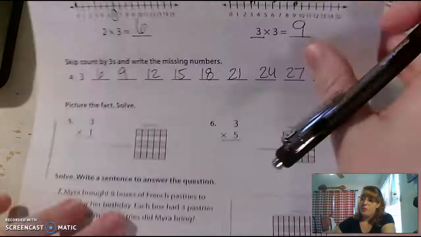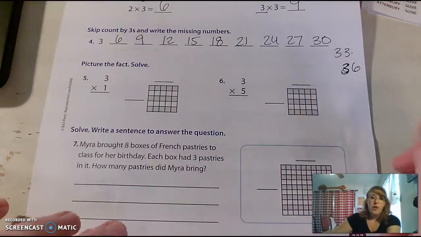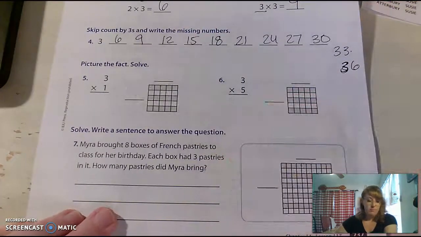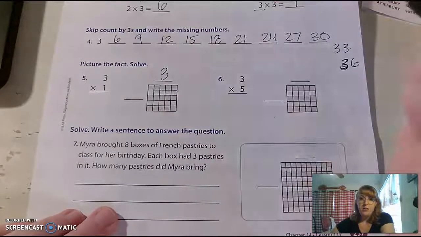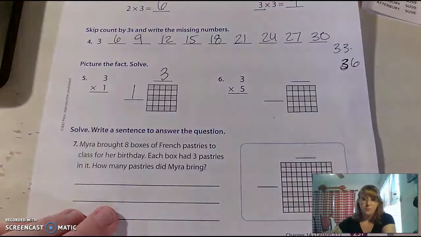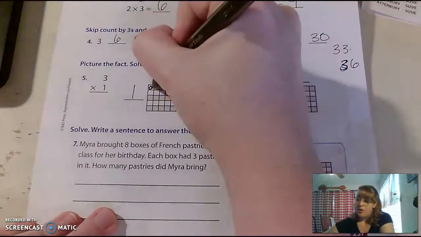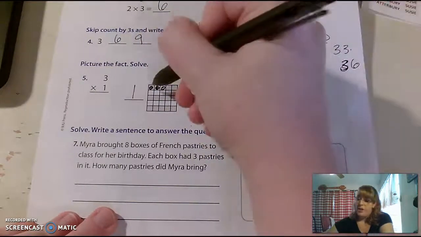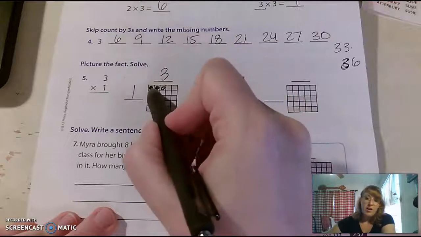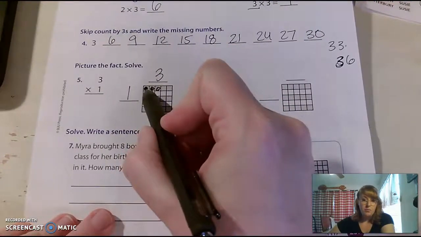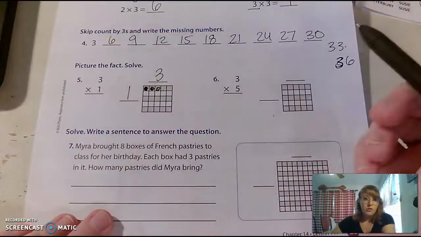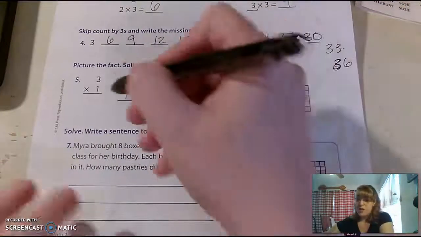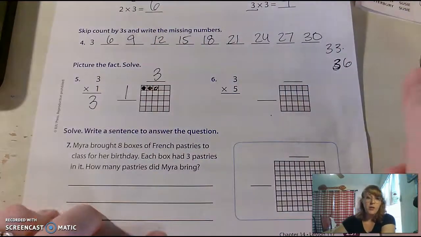Okay? Ooh, we're back to arrays. I know you love those. Okay, 3 times 1. I'm going to put 3 up here, and I'm going to put the 1 here. I'm going to draw 3 dots on the top line because this says 3. And 1 dot, I already have 1 dot, so I'm not going to draw any more. So how many dots do I have total? I have 3 dots because 3 times 1 is 3.